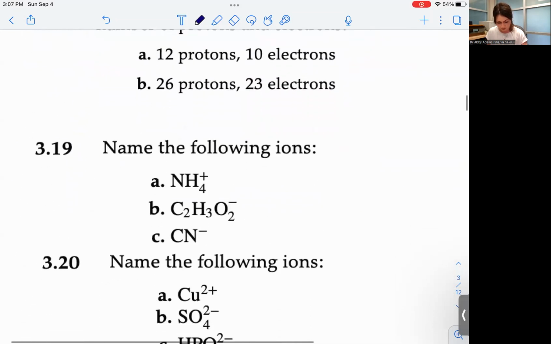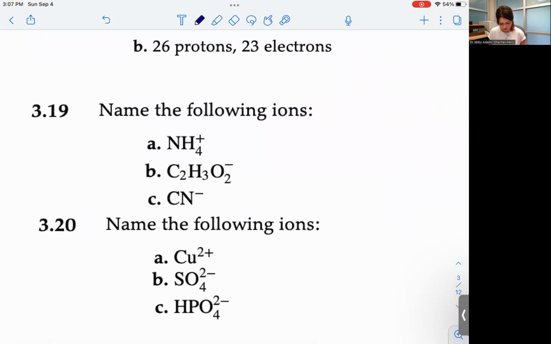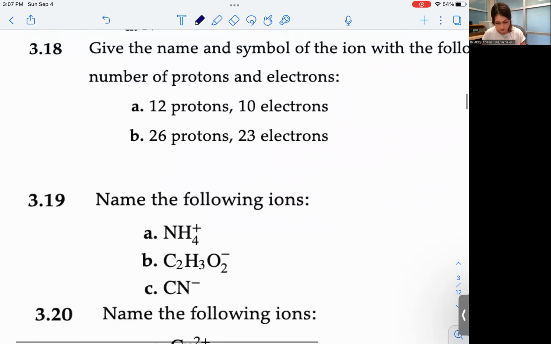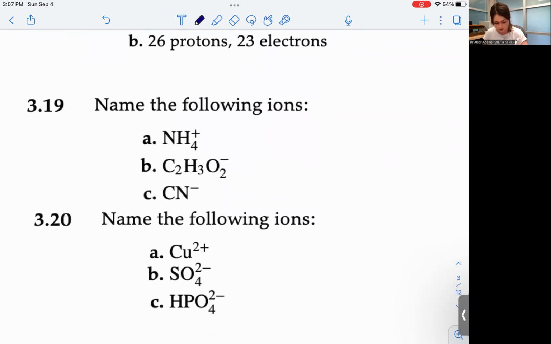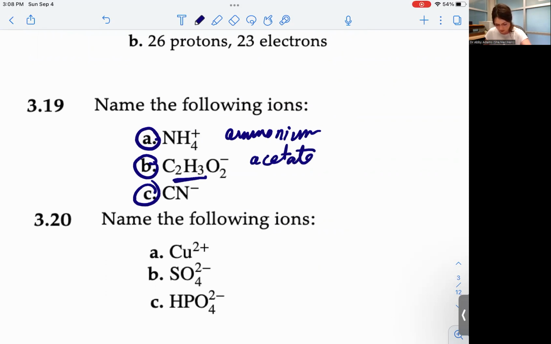So 3.19. I think we're almost done. We just have 1 or 2 more. Or I guess we could do 3.18 also, but we'll do that one in class. Name the following ions. For these, you're going to use that table, so just look at the table. For A, this is ammonium. For B, this is acetate. And here we have cyanide.